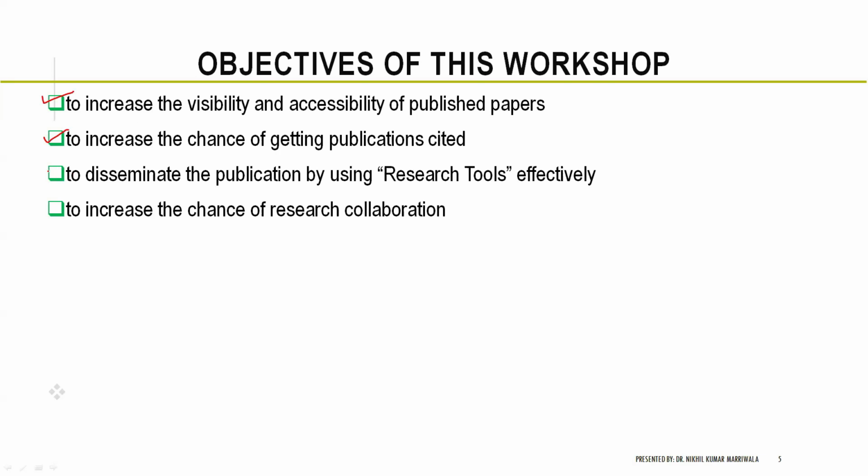The third important point is to disseminate the publication by using different research tools. So I'll be showing you a few over here. I know many of you might be using them also, but how to use them effectively, right? The next important part is to increase the chance of research collaboration. Now, this is what we have been lacking these days, and this collaboration part is missing for different aspects, I should say, right? We are reluctant to collaborate with each other.